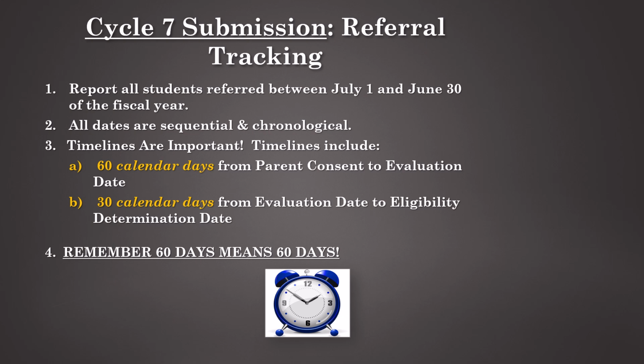Make sure that all dates are sequential and in chronological order, meeting the required timelines. Remember that you have 60 calendar days from the day the parent gives consent to complete the evaluation, and that the evaluation date is the date the last test is given. In addition, you have 30 calendar days from the evaluation date to the eligibility determination date or the evaluation conference. Remember that those days are calendar days rather than business days, meaning that weekends and holidays count as a part of the 60 and 30-day time frames. Also be aware of those months that contain 31 days, because you may become out of timelines by 1 day or 2.